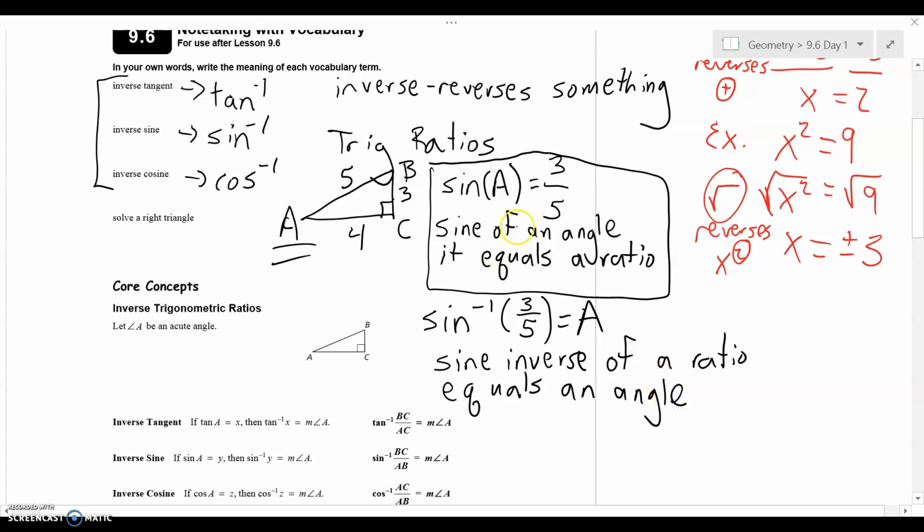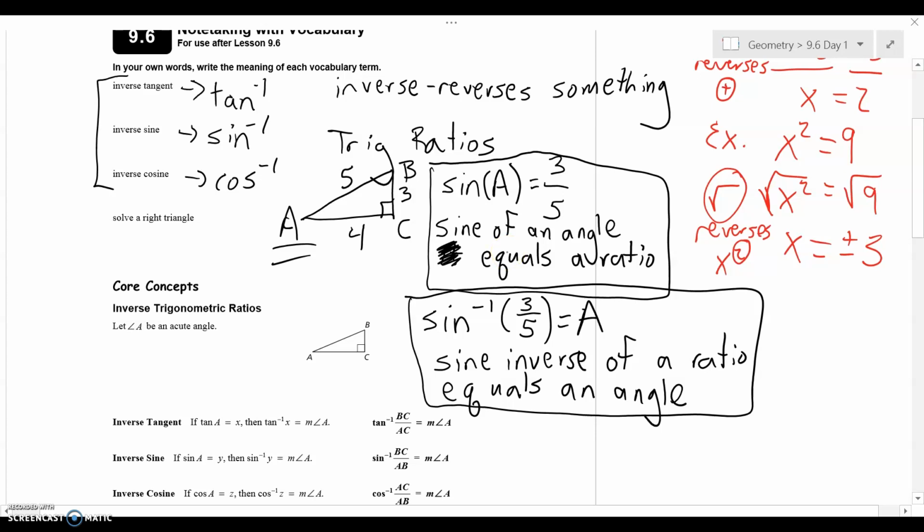I don't know where this extra word came from up here. I don't think I need that word. So on the sine, I did sine of an angle equals a ratio. And then sine inverse of the ratio is an angle. So sine inverse of a ratio, in this case 3/5, because we're talking specifically about this example, equals an angle. So it's just going the opposite direction. It's putting the ratio on the inside of the parentheses, and that gives you the angle measure, versus our usual sine function, where you put the angle inside the parentheses and you get the ratio.